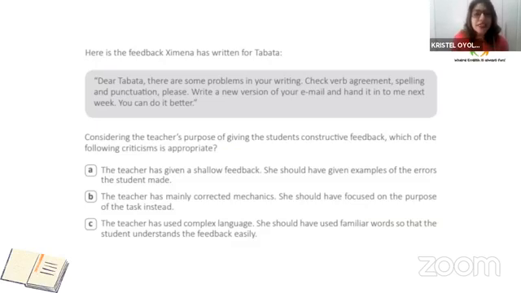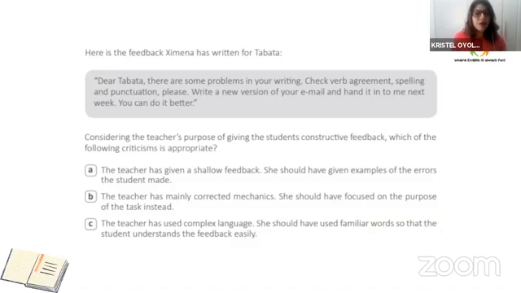Well, it says, considering the teacher's purpose of giving the students constructive feedback, which of the following criticisms is appropriate? Letter A, the teacher has given a shallow feedback. She should have given examples of the errors the student makes. Letter B, the teacher has mainly corrected mechanics. She should have focused on the purpose of the task instead. Letter C, the teacher has used complex language. She should have used familiar words so that the student understands the feedback easily.